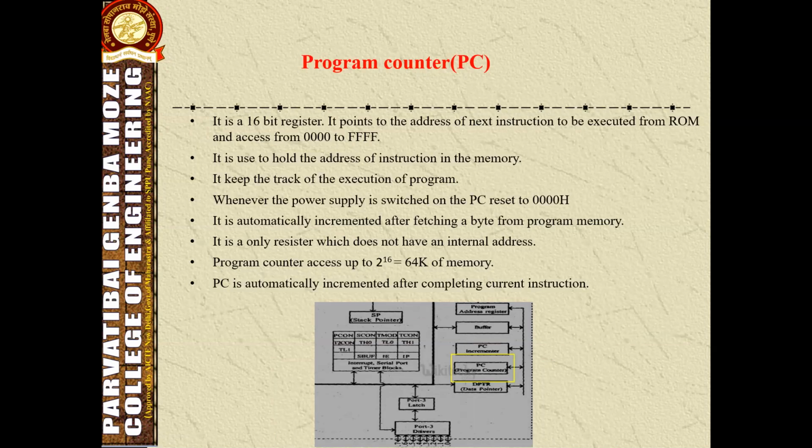The program counter is one of the registers which holds the address of the next instruction. When one instruction is executed, the address of the next instruction is held by the program counter, which keeps track of how instructions are executing, and all that tracking is held in the program counter. It normally runs from 0000 to FFFFH. Whenever the microcontroller is powered off, the program counter is automatically reset and stores 0000H.